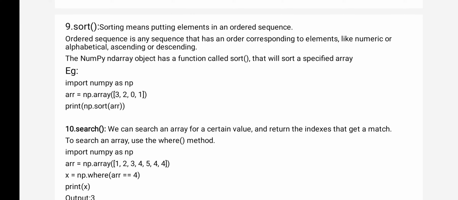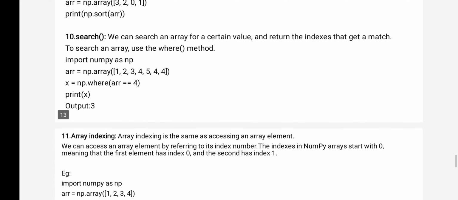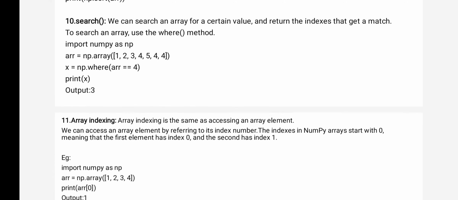Now the next one is search. Search means finding an element from a group of elements. In order to search for a particular element in an array using the NumPy library file, we will use the where method, because I want to search for a particular element. Which element you want to search, that information you should give, and it is given by using the where method.